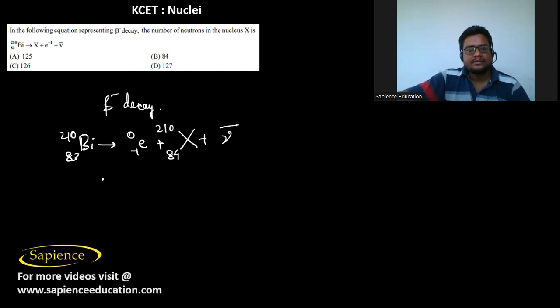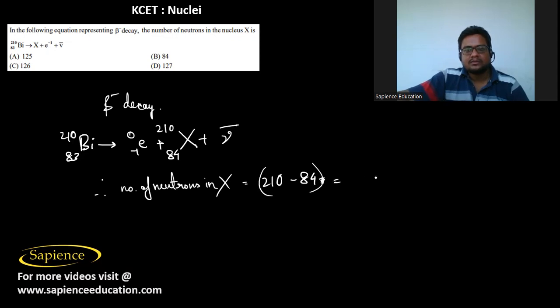So now therefore the number of neutrons in the nucleus X will be equal to 210 minus 84, since mass number minus atomic number is the number of neutrons. So that is equal to 126, and 126 neutrons it will have. So option C is the correct answer.